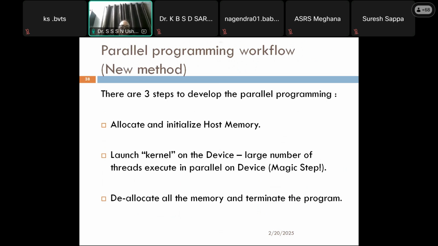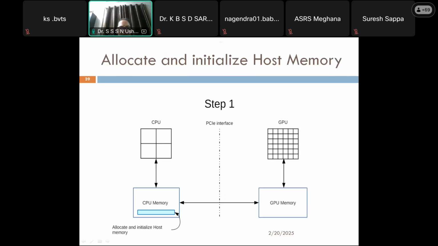Next, there is also a new method for the parallel programming workflow. You can follow either one approach. Allocate and initialize the host memory at the same time, launch the kernel on the device, do the computation, deallocate the memory and terminate the program. This is going to be the magic step, because a large number of threads execute in parallel on the device.